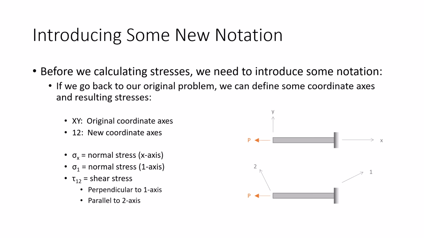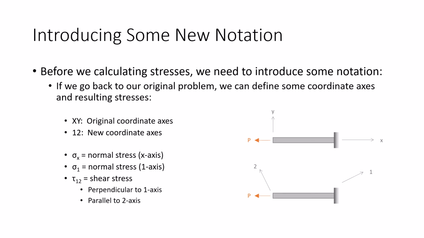I want to make sure everybody's following along. So whenever we do stress transformations, it's a little different than your textbooks, but I think this is a little easier to follow. I'm going to call X and Y my original coordinate system, and 1 and 2 my new coordinate system, right? So this is X and Y, that's 1 and 2, okay? If I say sigma sub X, I'm referring to the normal stress in the direction of the X-axis, whereas if I say sigma 1, I'm referring to the normal stress along the 1 axis, right?